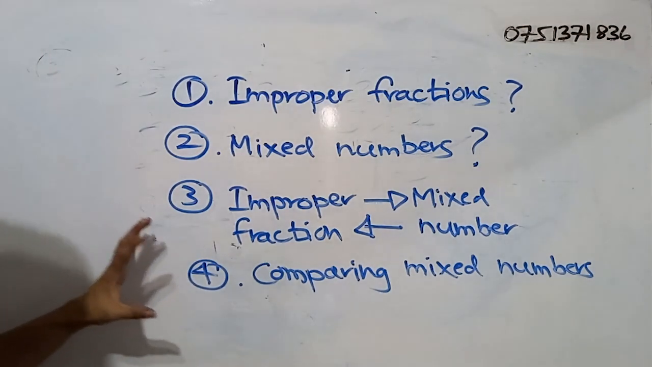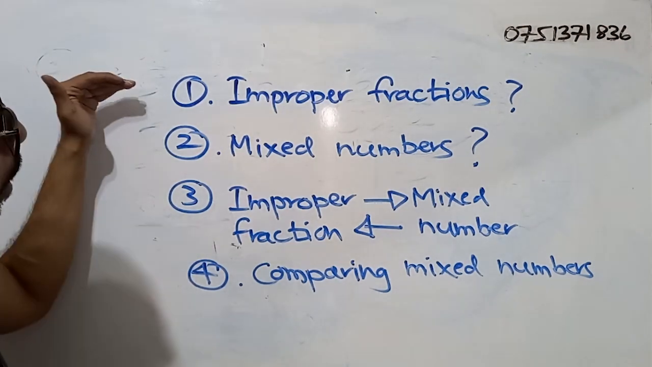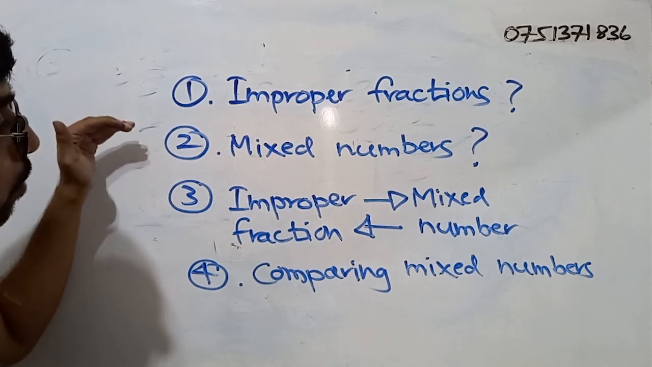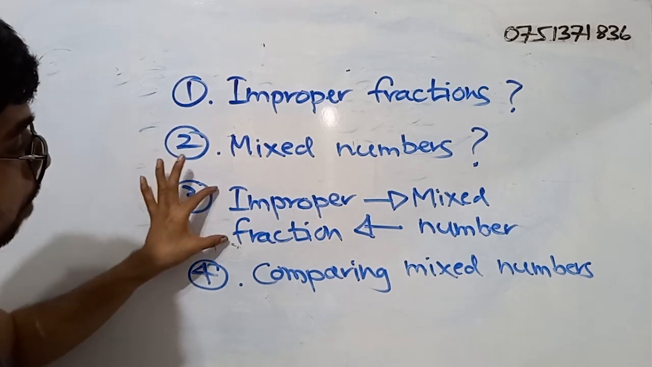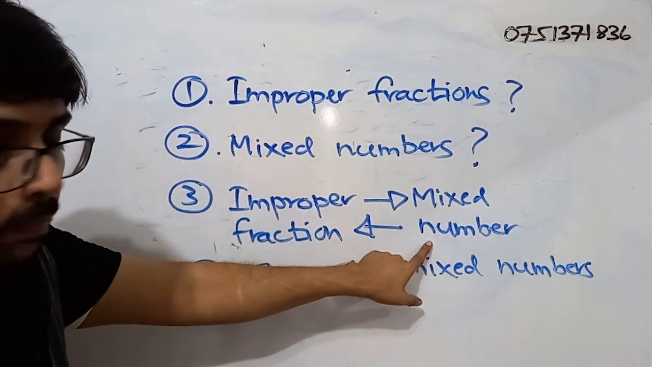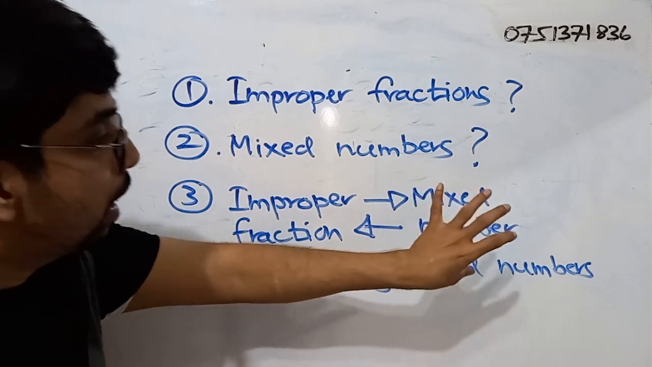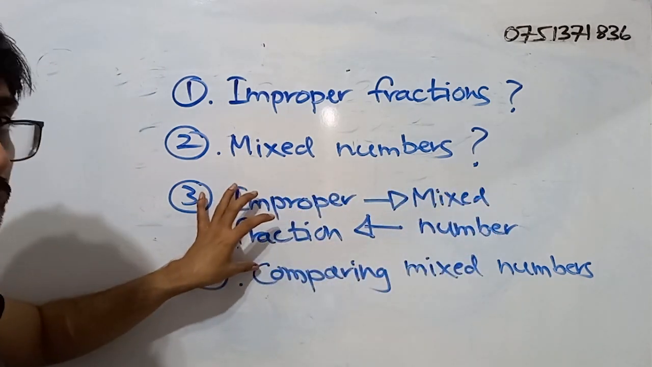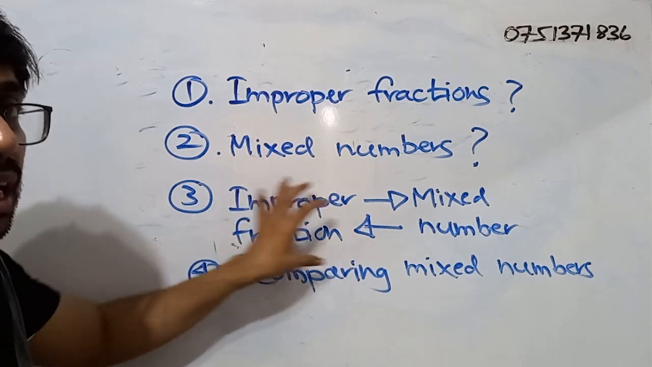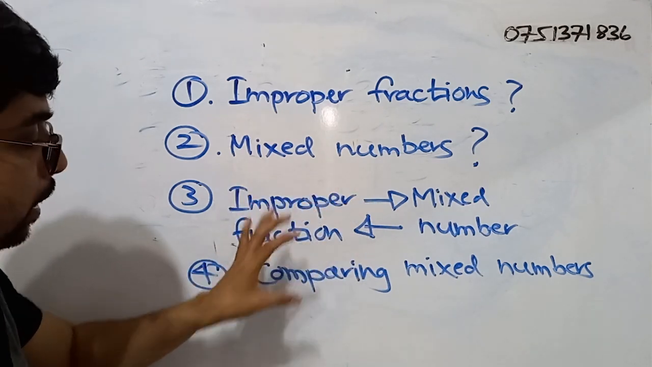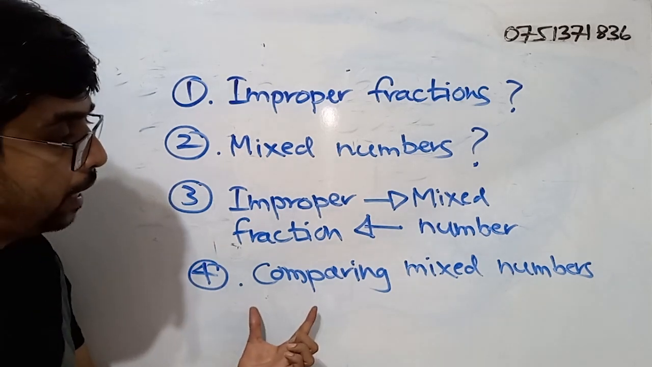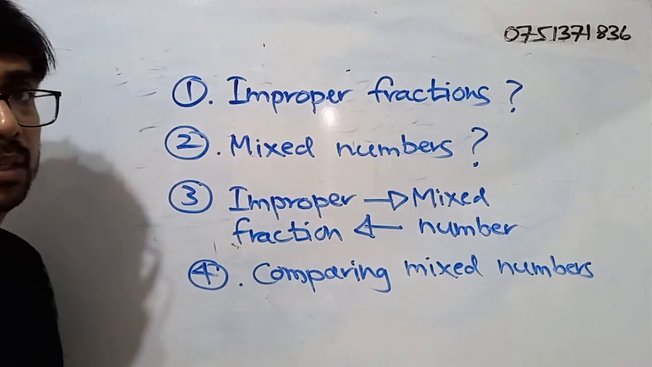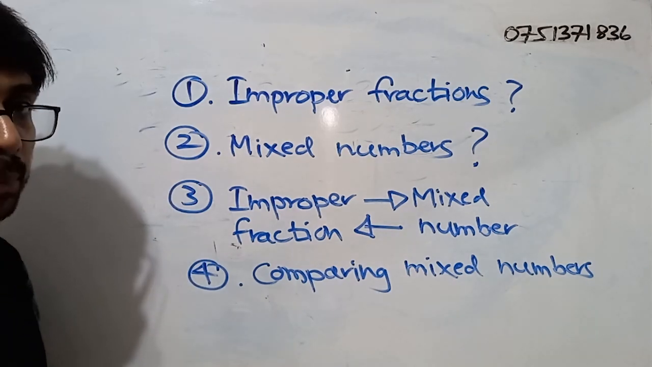What are we going to learn in this lesson? What are improper fractions? What are mixed numbers? How do we convert an improper fraction into a mixed number, and in the same way, a mixed number into an improper fraction? How do we do the conversions between them? Right? The last topic is comparing mixed numbers. Those are the 4 topics that we will cover in this video.